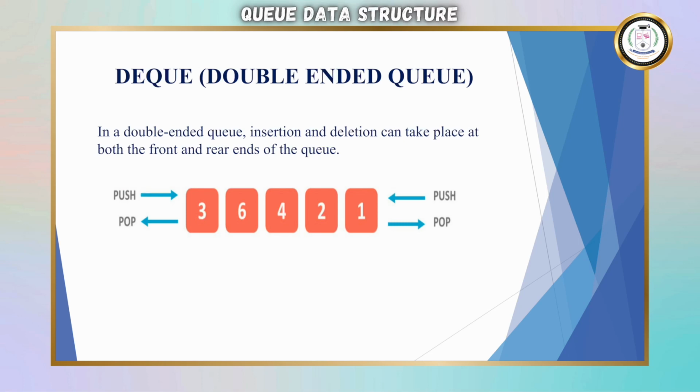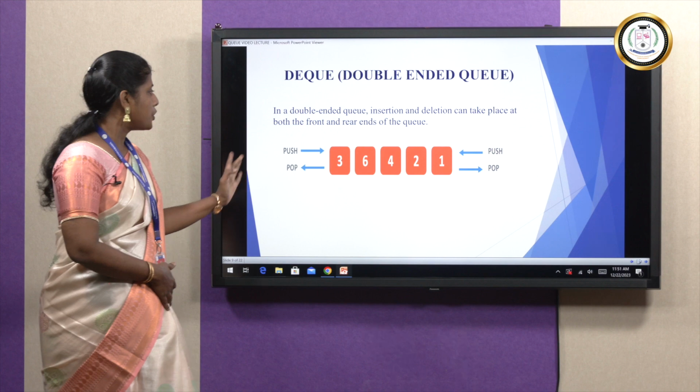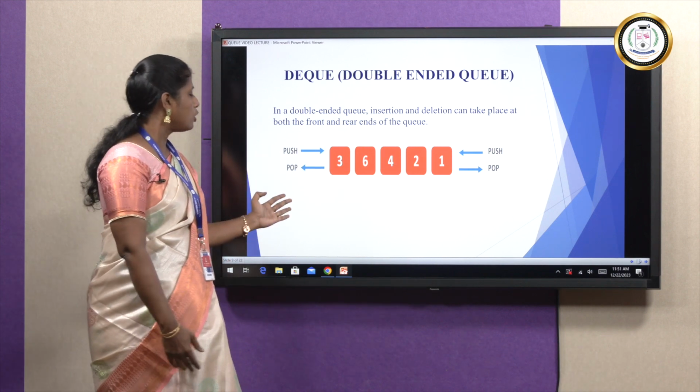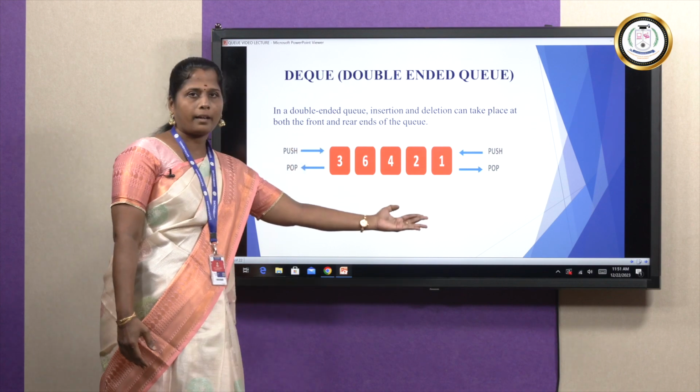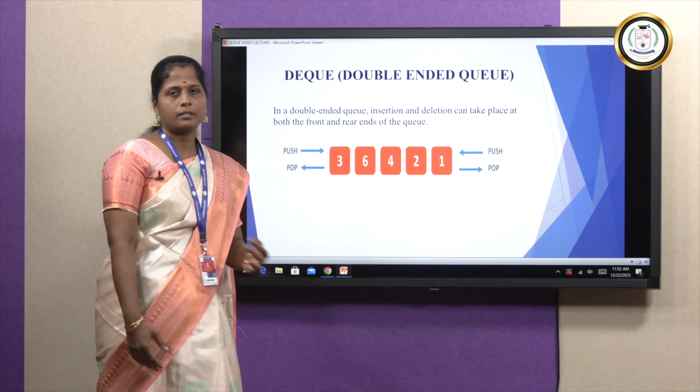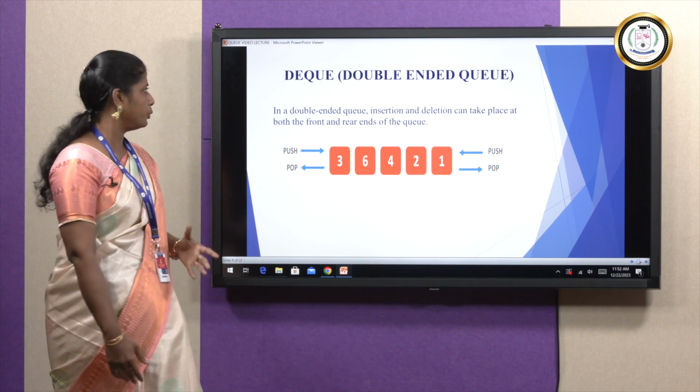And this is called a DQ. DQ is nothing but a double-ended queue. Here, insertion and deletion both occur at both the ends. So insertion can occur at the front end or back end. Similarly, deletion also can occur at the front end or back end. This is called a double-ended queue.